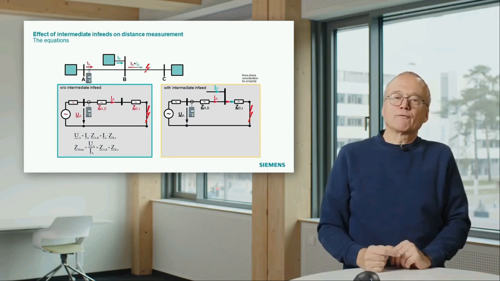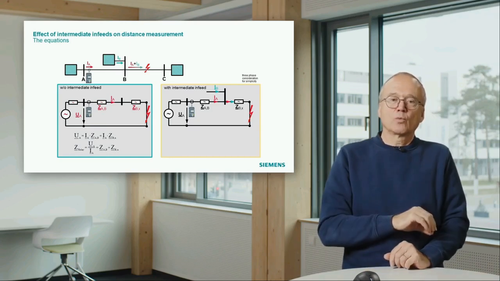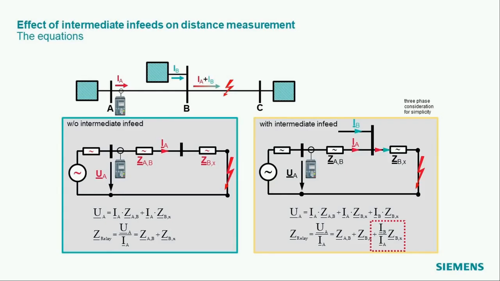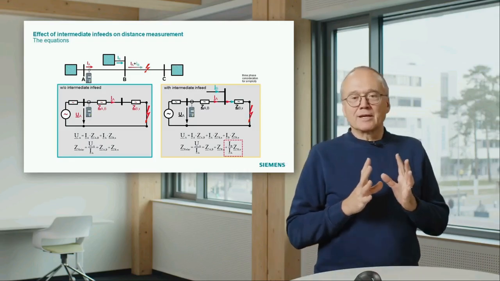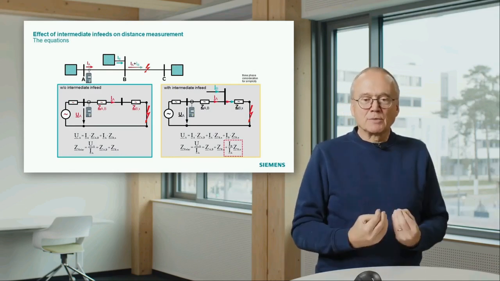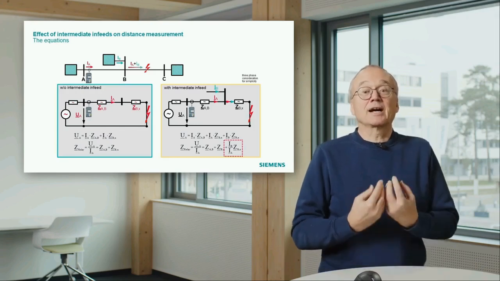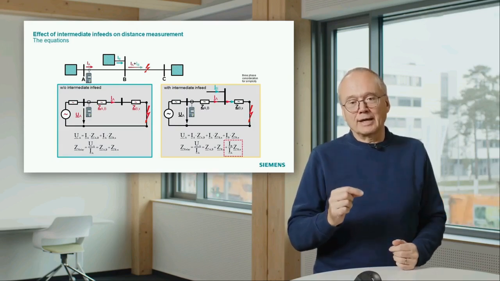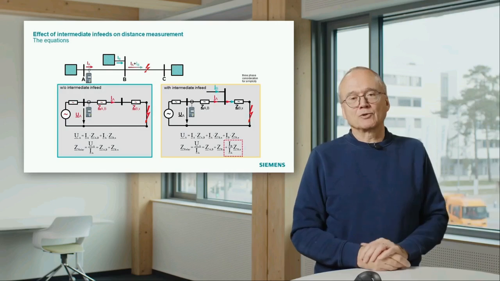If we do the same thing for the right situation with intermediate infeed, the equations change a little bit. If you write down the equations, you again get this red dotted box with a ratio IB over IA. That means you see an additional impedance. The measurement gets a measurement error, it gets a higher value, and the value is IB over IA multiplied by the impedance of the line.